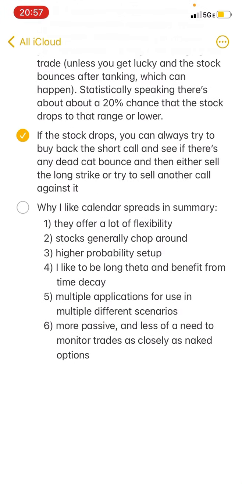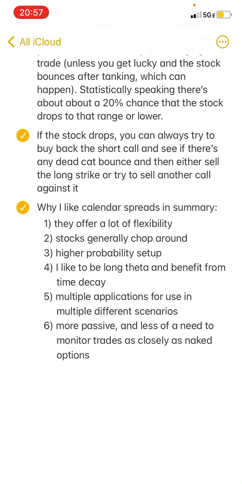If the stock drops, you can always try to buy back the short call, right? And see if there's a dead cat bounce, and then you can sell the long strike. Or just try to sell another call against it, right? Or you can turn it into a debit spread, right?